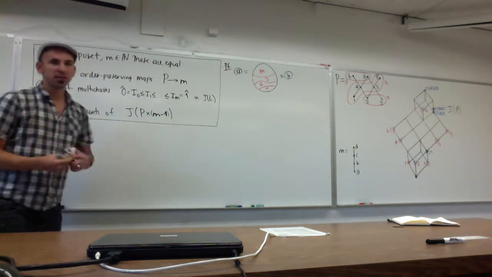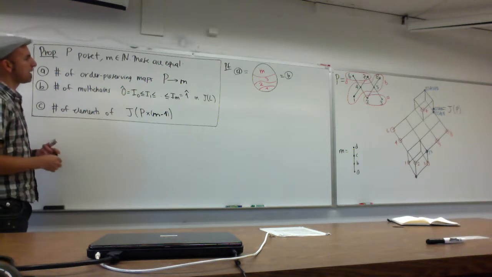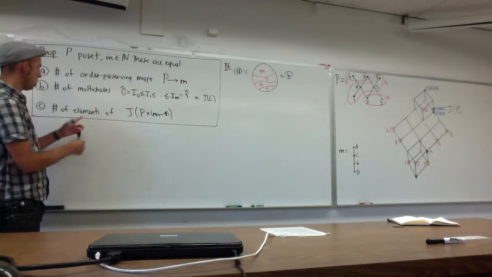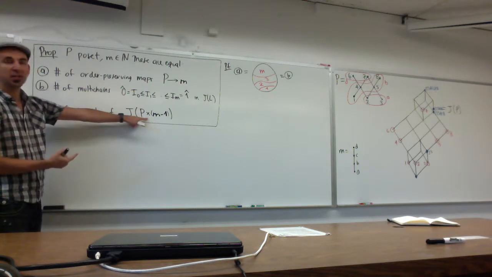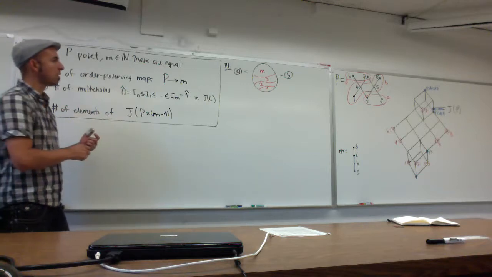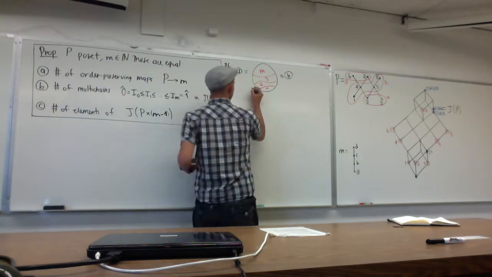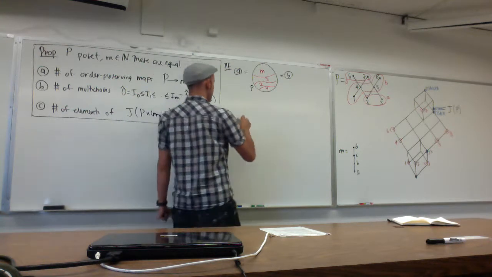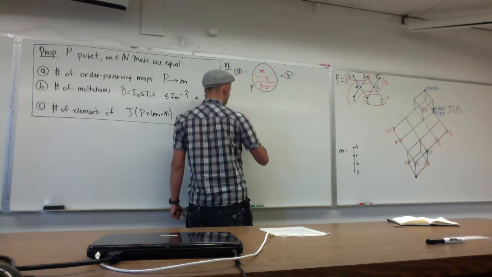Okay, so this argument shows that A is equal to B. And now, to show that it's equal to C, I should show how this corresponds to an order ideal of the poset P times m minus 1. Okay? So this is meant to represent P. So what is P times m minus 1? Well, that's m minus 1 copies of P, right?